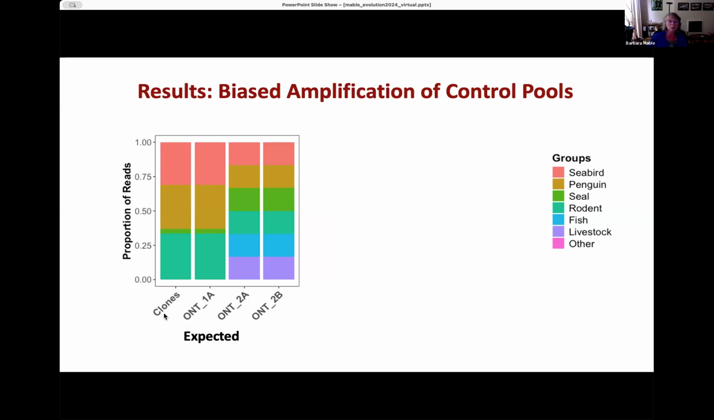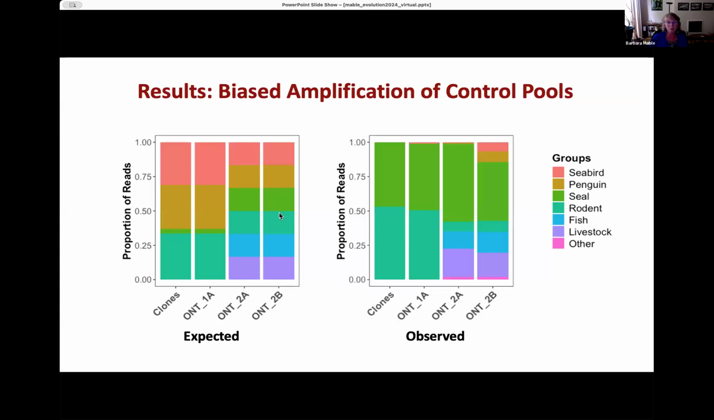So when we looked to do this, we started off with artificial pools. So we created pools from these positive controls. We started off with 2 sets of samples that were relatively simple, where we had seabirds, penguins, seals, and rodents. And we had, just to see if we could recover things in proportion, less seal DNA than we had the others. And then we had some more complicated pools where we had equal amounts of different types of groups.